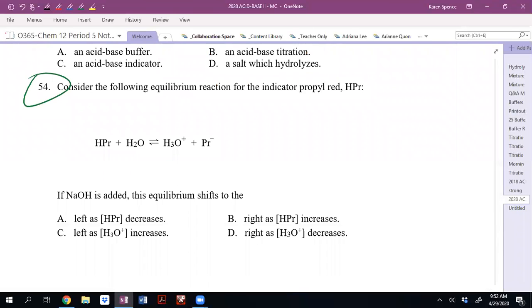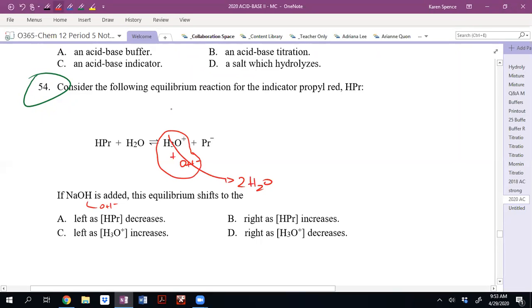Consider the following equilibrium reaction for the indicator propyl red. If we add NaOH, of course, that means we're adding OH minus. The equilibrium shifts... well, OH minus will react with our H3O plus, and we'll end up with water, 2H2O, but it doesn't matter how many waters we get. Basically what matters is that the OH minus is reacting with the H3O plus.